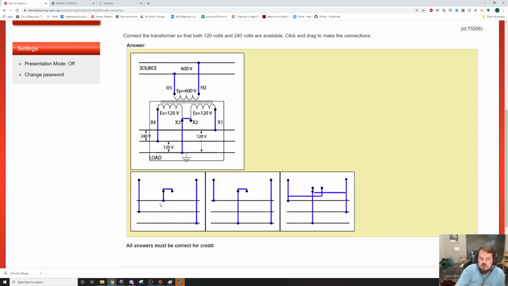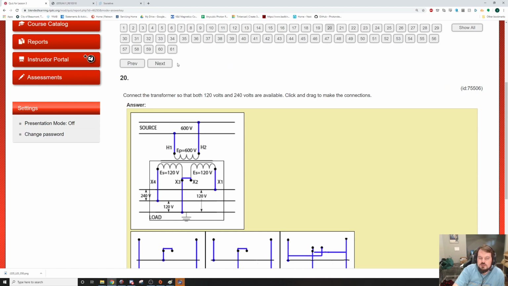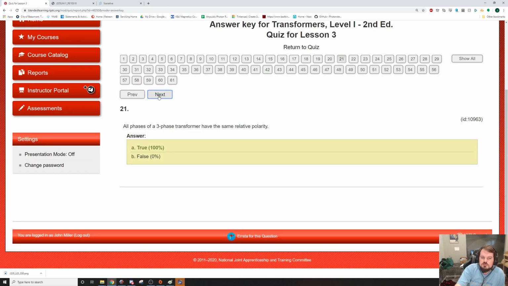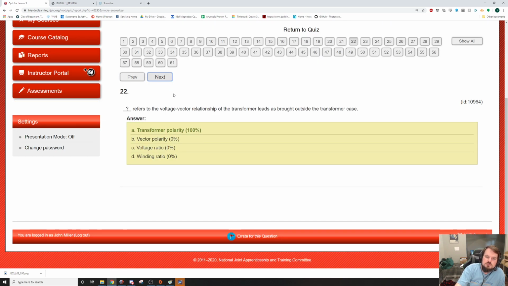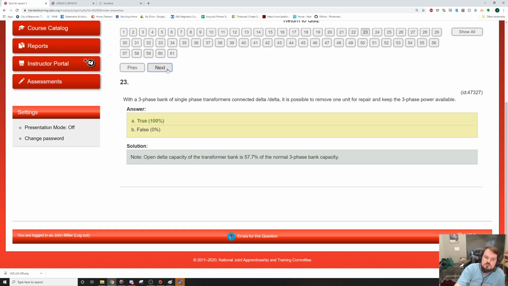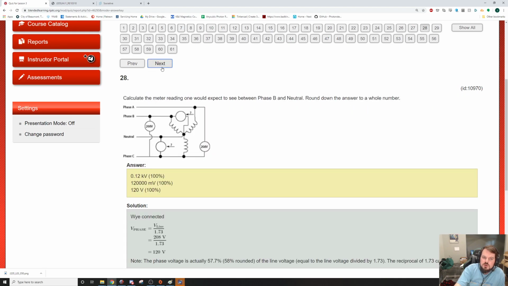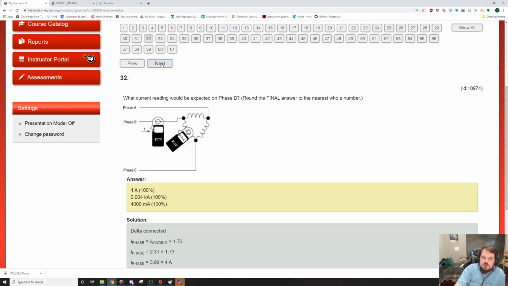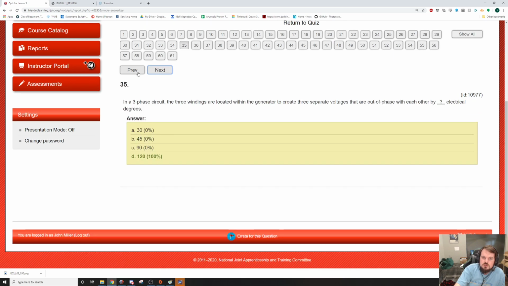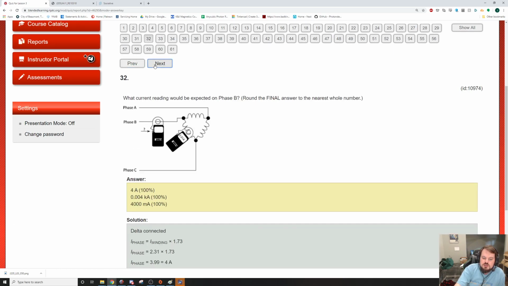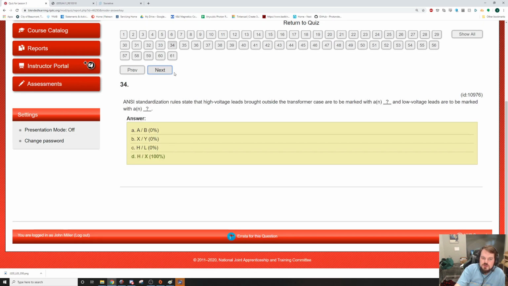And I guess these are... No? I don't know what these are at the bottom. Oh, it's a drag and drop, like which one of these drawings is the correct drawing. Okay. And all these other questions are mostly things that we've talked about already. These pictures, we talked about it, but I didn't show the pictures.